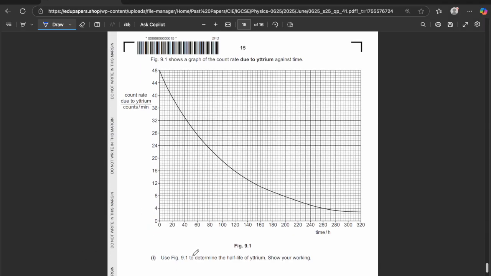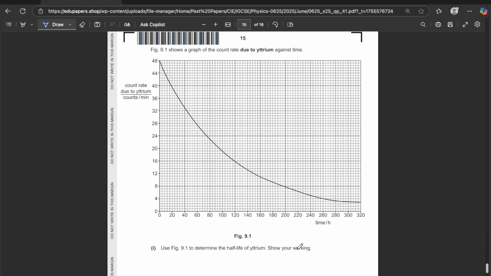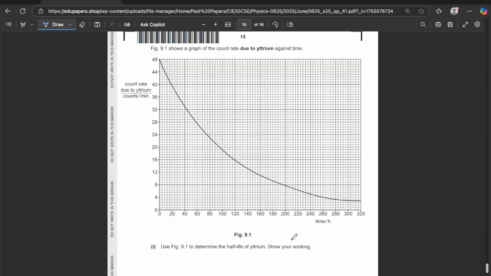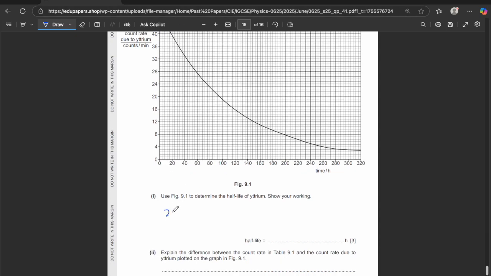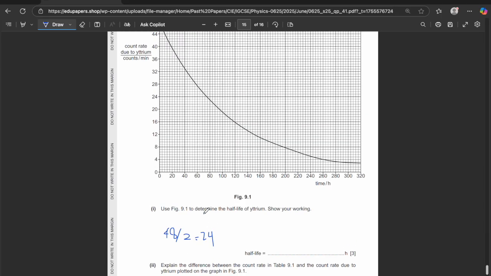1. Use figure 9.1 to determine the half-life of yttrium. Show your working. So half-life is the time taken for the count rate to become half of it, right? So we need to consider half of 48. 48 divided by 2 is 24. Look at the time for 24.